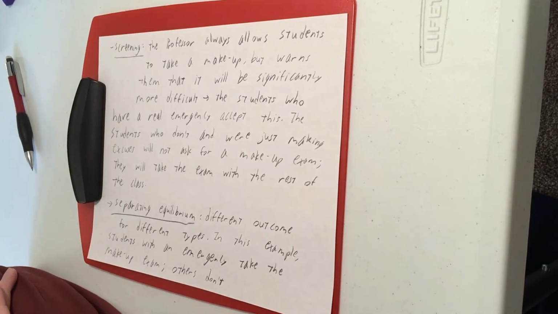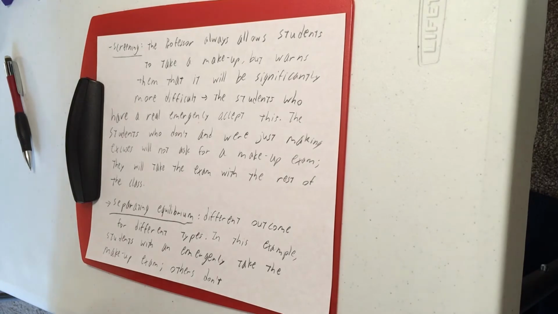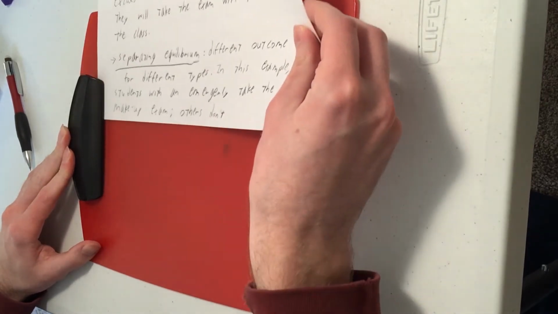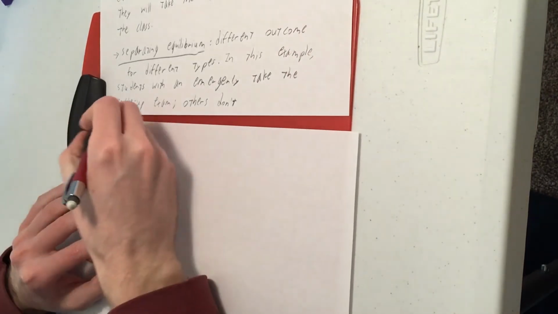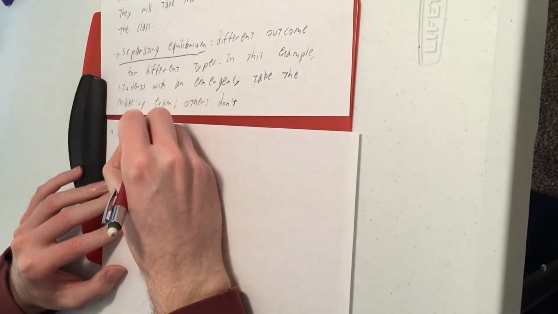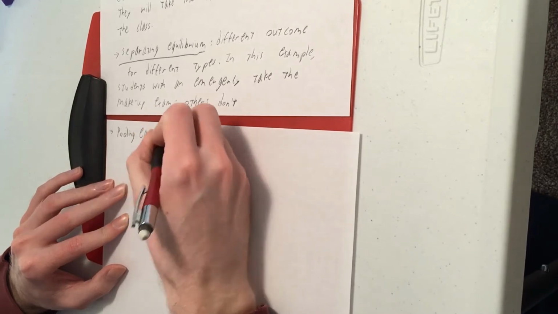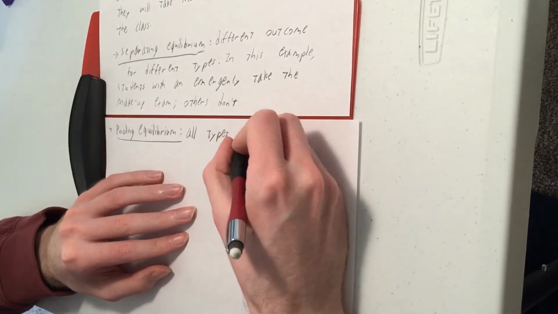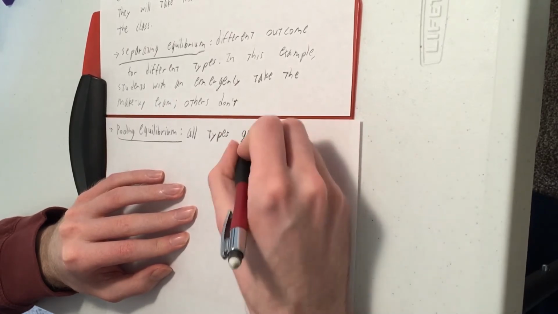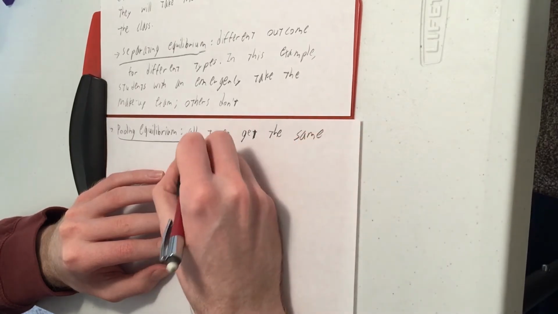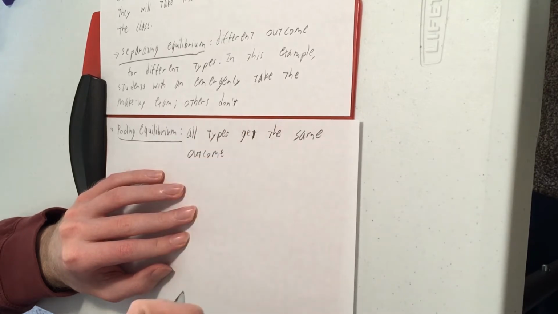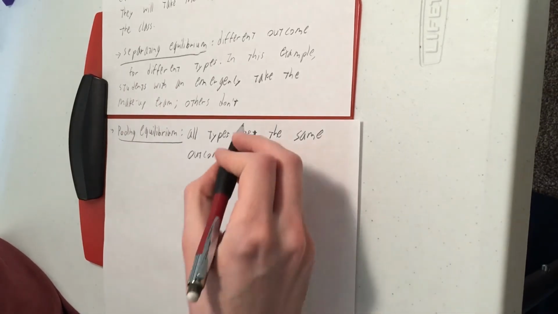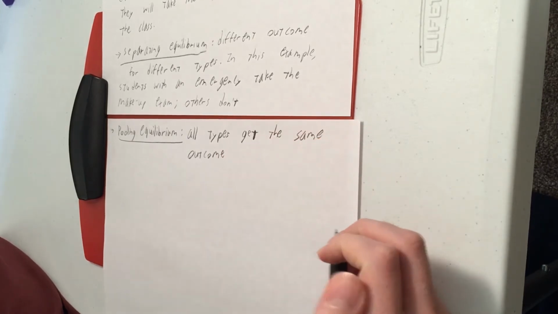So the other main category of equilibria is called a pooling equilibrium. That means that all types are pooled together, so all types get the same outcome. That can be problematic in some cases if you have things like adverse selection going on, but sometimes you can sustain pooling equilibria.